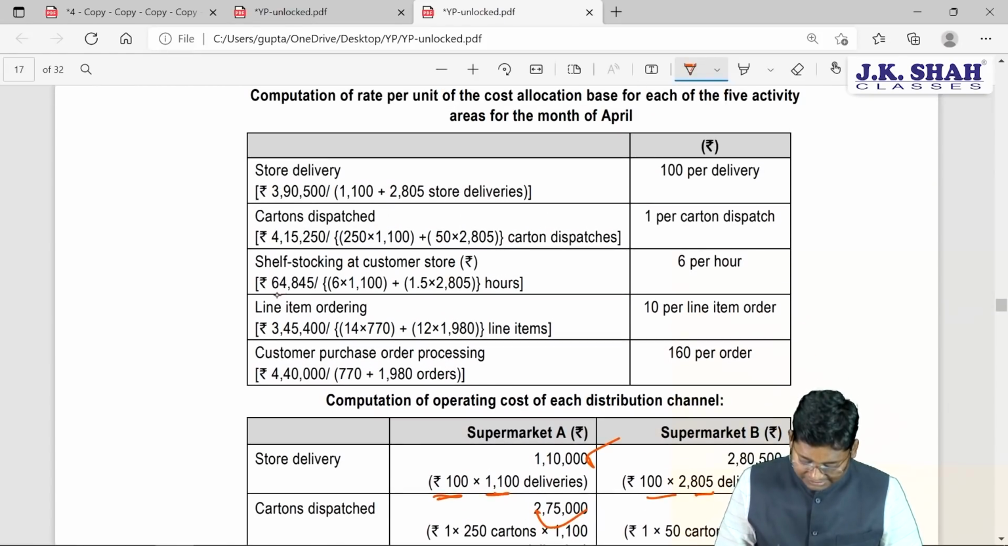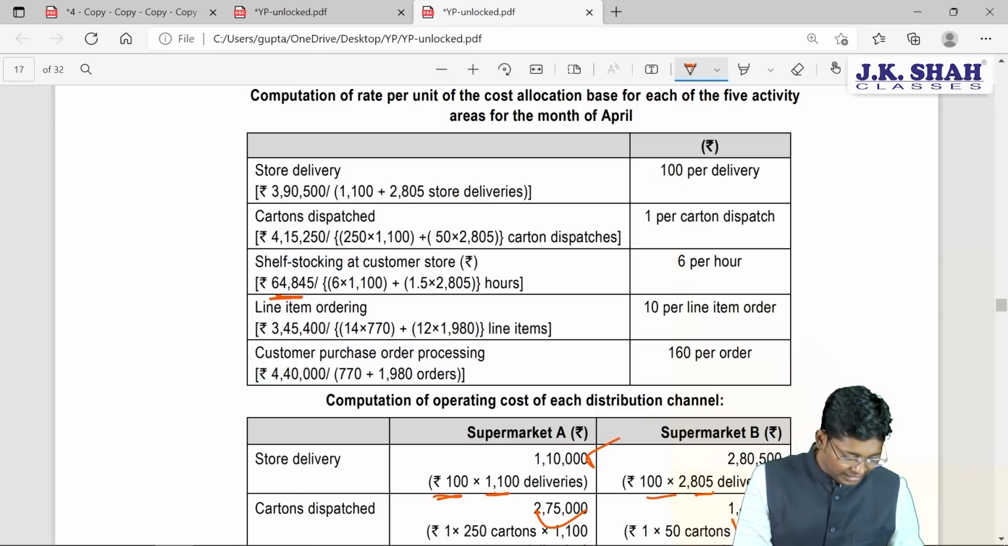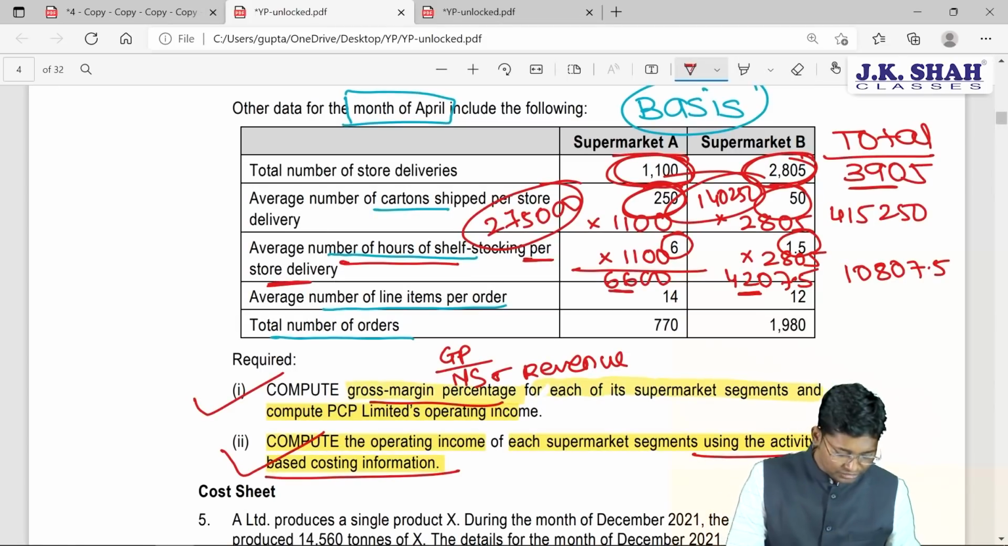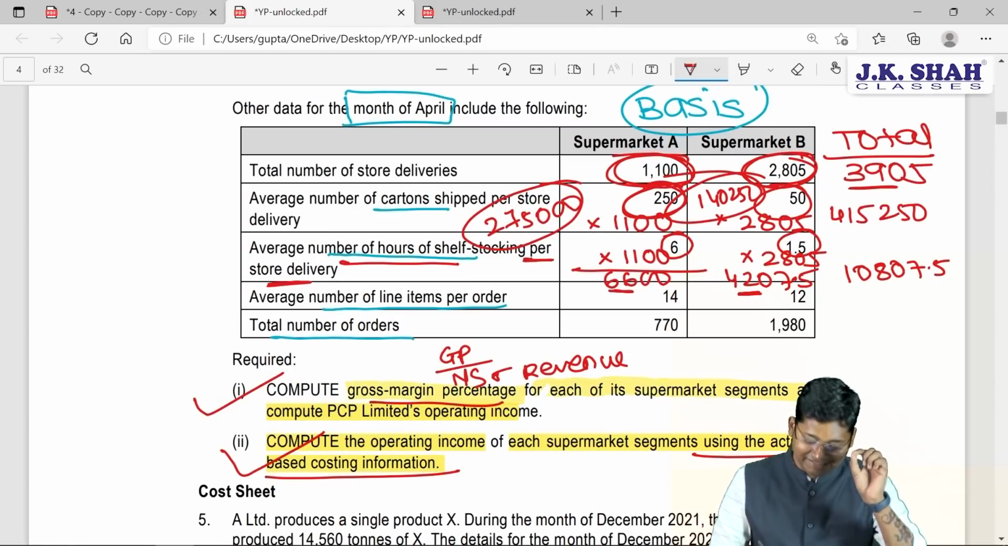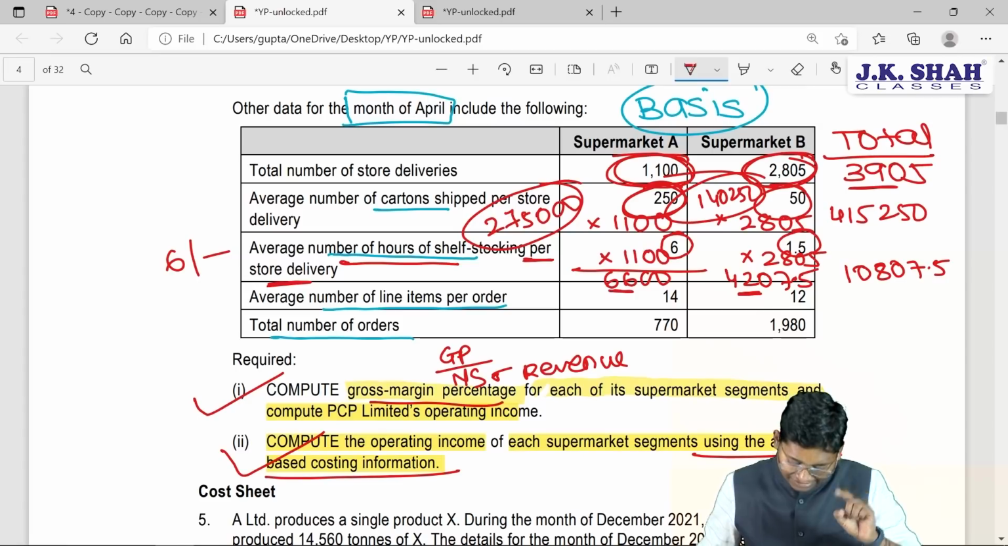Now the total, 64,845. You can check, 64,845 is the total cost. When you divide this total cost by 10807.5, you will be getting 6 rupees rate. Correct? 6 rupees is the hourly rate, correct?